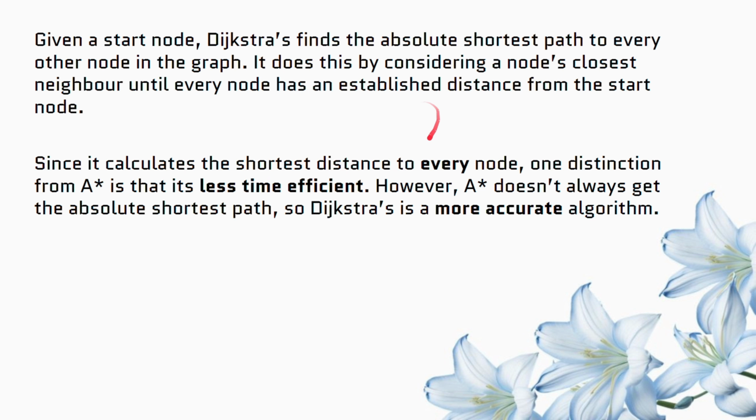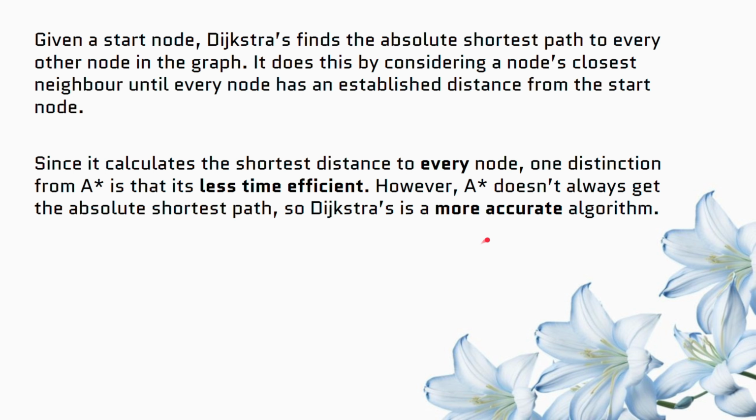Since it calculates the shortest distance to every node in the graph, Dijkstra's will calculate the shortest distance to it from a start node. One distinction from A-star is that it is less time efficient, right? If you're calculating the distance to every single node, that's going to take a long time. It's not as time efficient as A-star, which doesn't do this. However, A-star doesn't always get the absolute shortest path, and we're going to go over why in a minute, which means that Dijkstra's is more accurate.